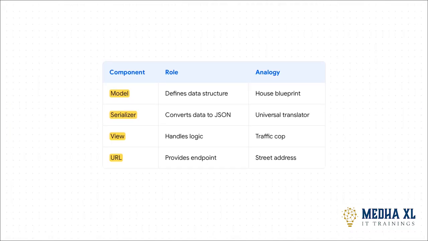So let's use some analogies to make this crystal clear. The model? That's the blueprint for your house. It defines the entire structure of your data. The serializer? That's your translator, taking your data and converting it into that universal JSON format we talked about. The view is kind of like a traffic cop. It stands in the middle, handles all the logic, and directs all the data flow. And the URL? Well, that's just the street address for the house, telling everyone where to find it.